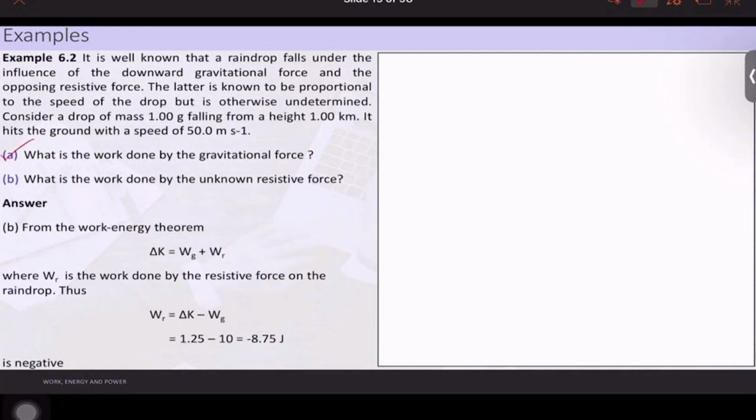Now let us look at the second question. The second question is, what is the work done by the unknown resistive force? Now, using the work energy theorem simply, we know that the change in kinetic energy is equal to the total work done.